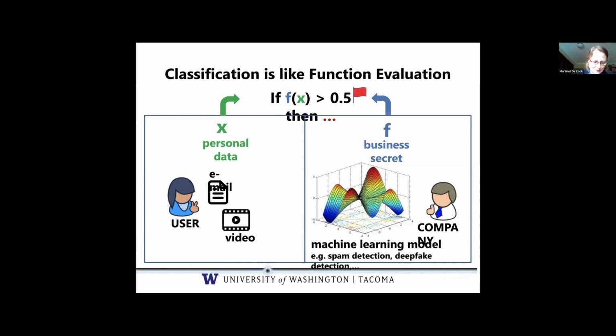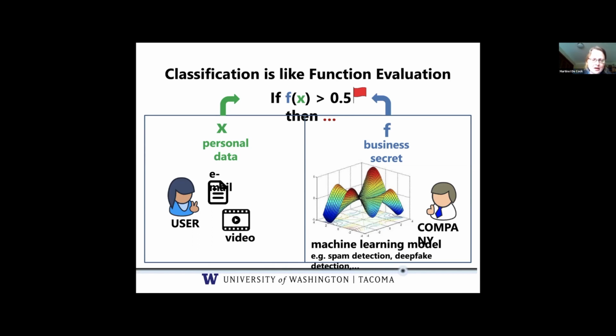like, hey, this email is spam. Now, the tricky part is that the decision whether to raise the flag is based on information that is coming from the user, X, and information f coming from the company. And the user does not want the company to see X, and the company does not want the user to see f, because that machine learning model is part of the secret sauce of the company, right? That helps them to make money.